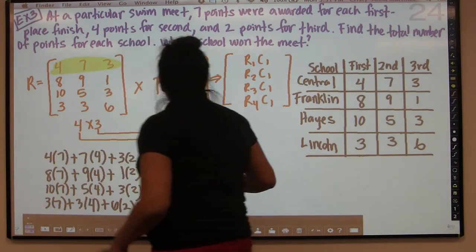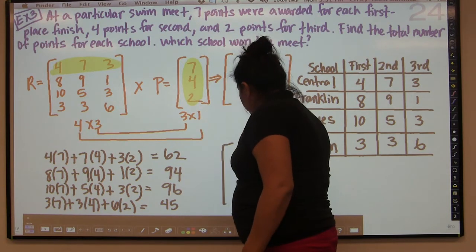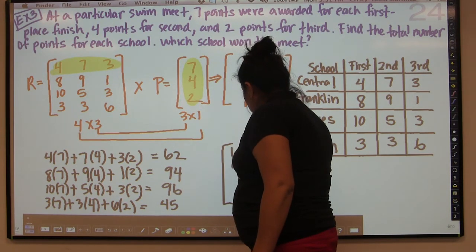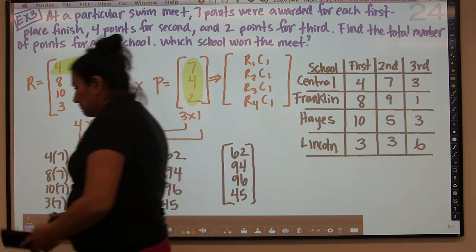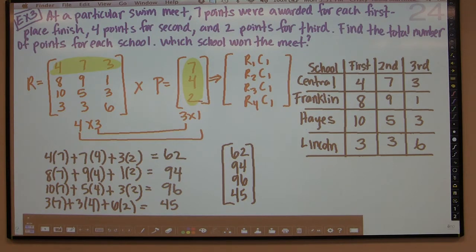So my final matrix will be 62, 94, 96, and 45. There we go.